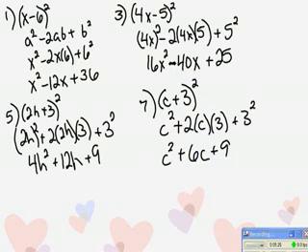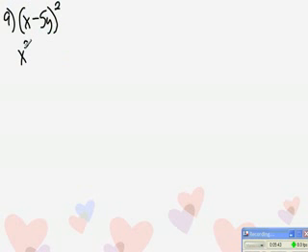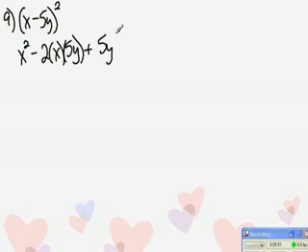Okay. If you need to pause it, pause it. I'm going to clear the page and go on to a new page. Number 9, x minus 5y squared. So it's again the square of a difference. So the first one squared minus 2 times the first one times the second one plus the second one squared.